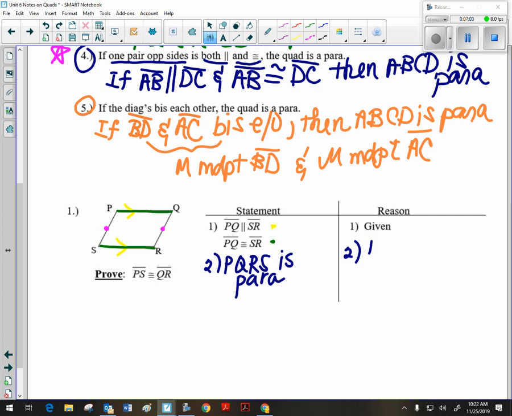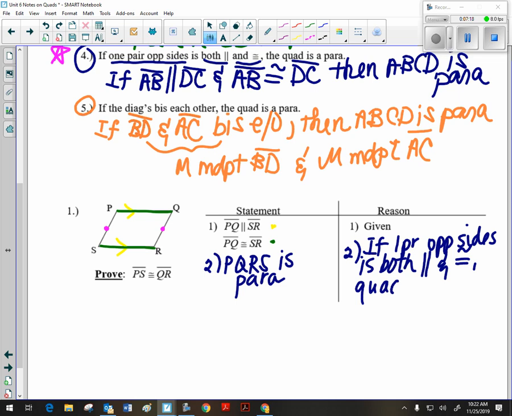And my reason for this is if one pair of opposite sides is both parallel and congruent, the quadrilateral is a parallelogram. And then, once I know that it's a parallelogram, so I have this parallelogram, we'll put a little bow on it over here. Remember, that's our little gift.